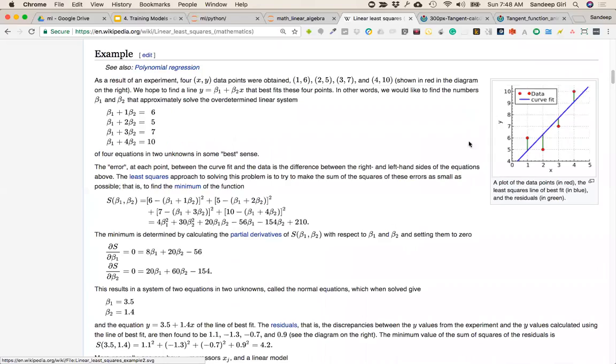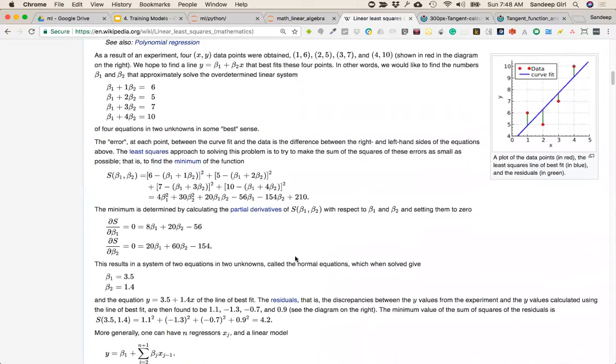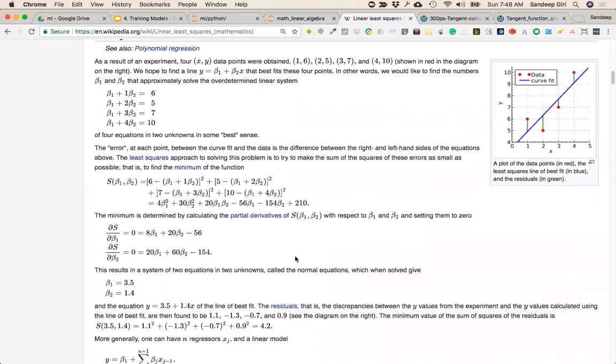All right. So this method of doing the computation is what we call the normal equation. Okay. This method of computation is what we call the normal equation. And this normal equation is true in the case of linear equations.